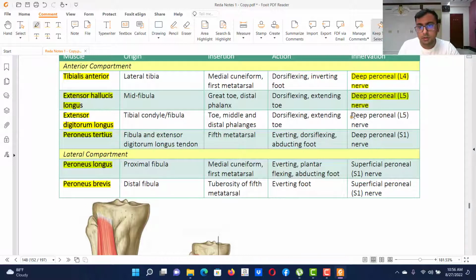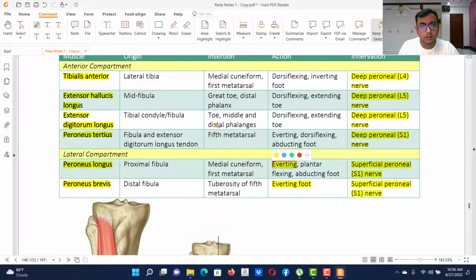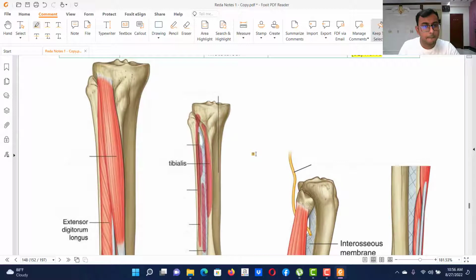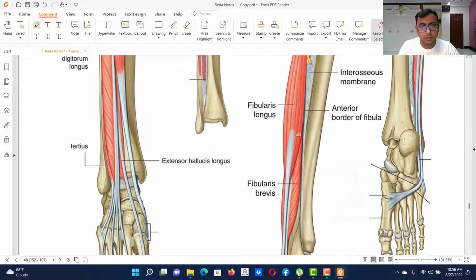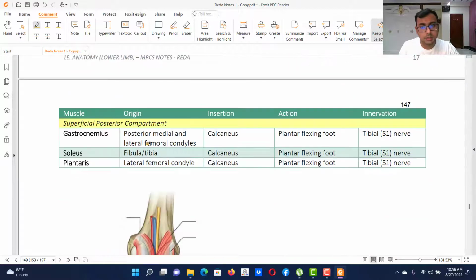Try to remember: deep peroneal nerve, not superficial peroneal nerve. It is the deep peroneal nerve. And the peroneus longus and brevis are supplied by the superficial peroneal nerve. These two muscles only. These are the everters of the foot, peroneus brevis and longus. They help in eversion of the foot. This is also called the fibularis longus, so don't be confused.